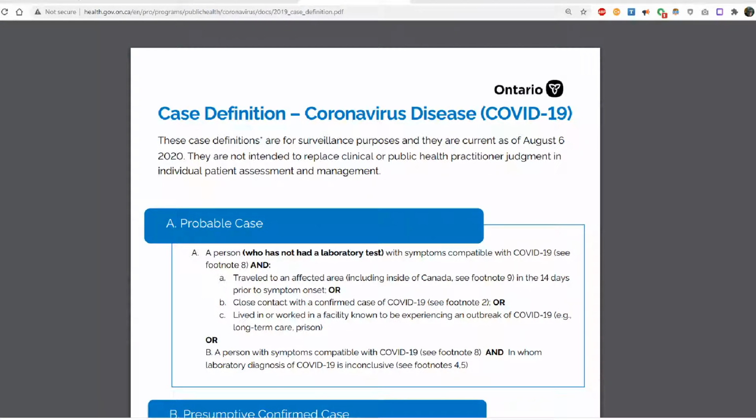Okay, so the more I think about this, the more it's becoming clear that there has been a change in the diagnosis and a change in how cases are counted, and it's spelled out right here. So on August 6th, the case definition for coronavirus disease, COVID-19. Now, how can I explain this?